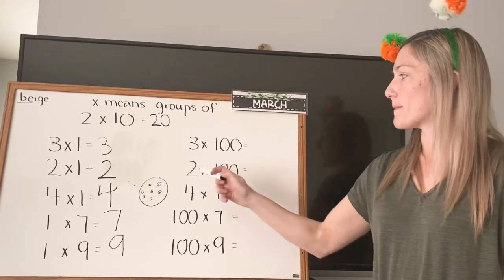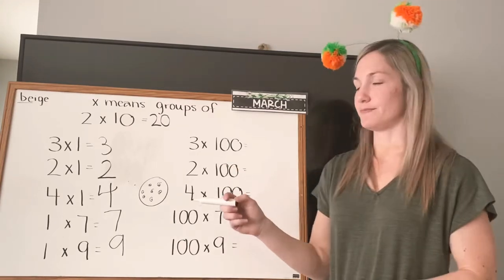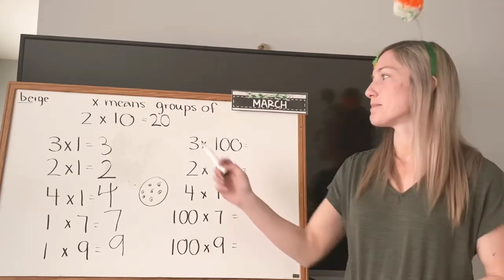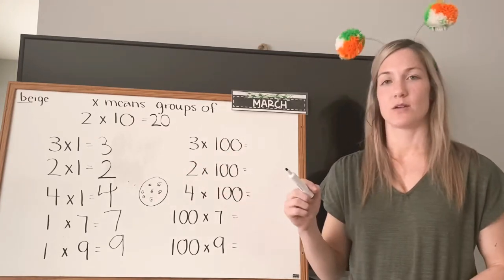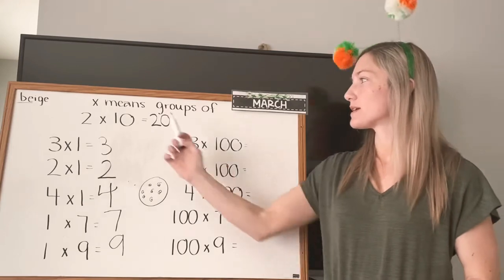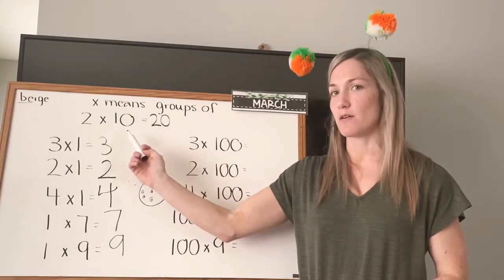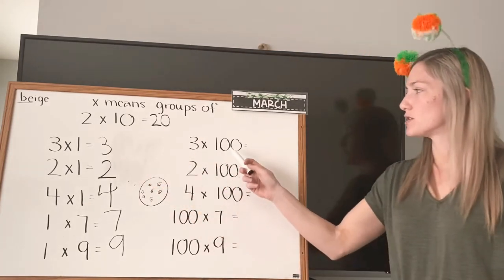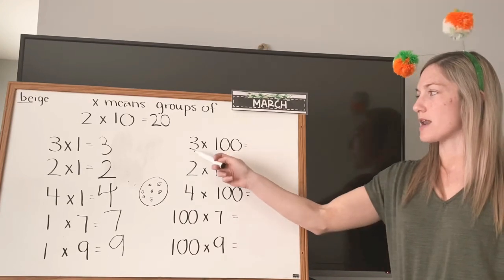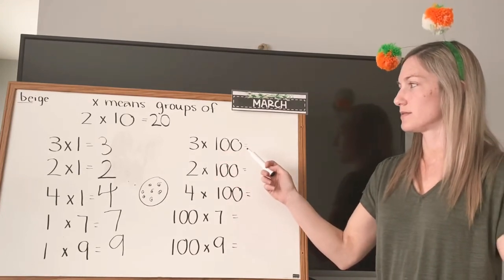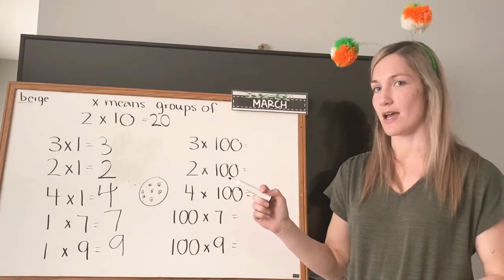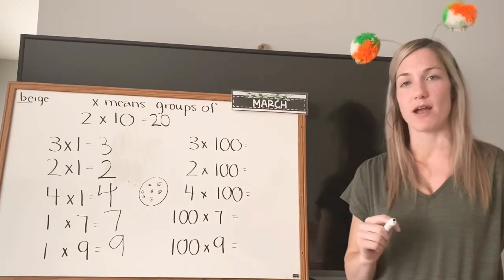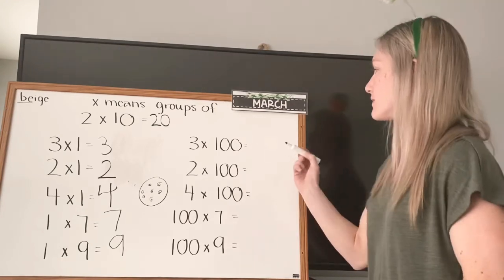Now let's look at multiplying by 100. When we multiplied by 10, what do we add to the end? We added 1 zero because 10 has 1 zero in it. What do you think we're going to do when we multiply a number by 100? If you said this time we're going to add 2 zeros, you would be right. Let's take a look at it together.